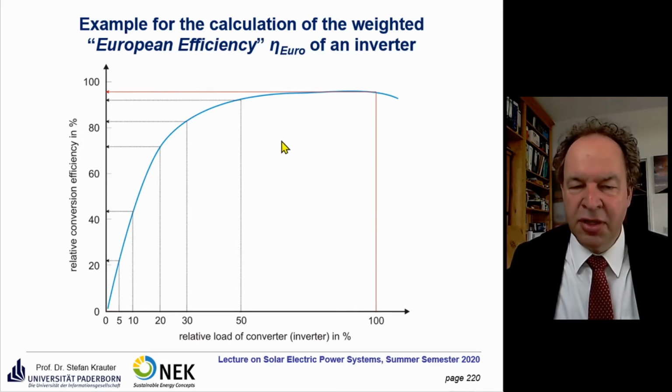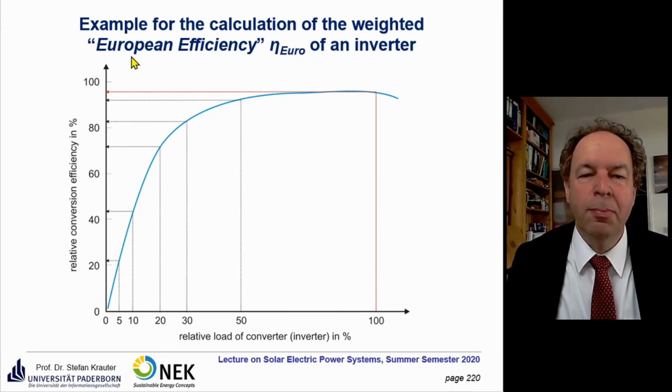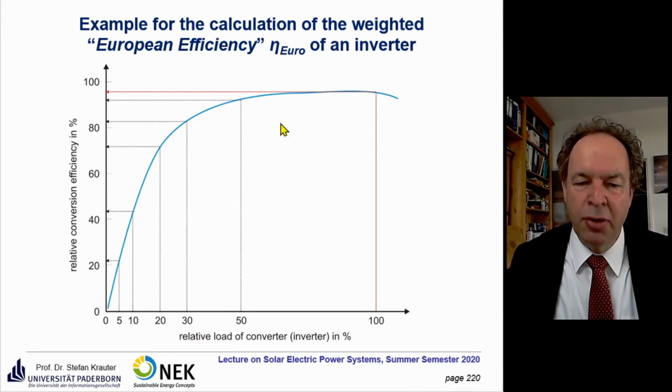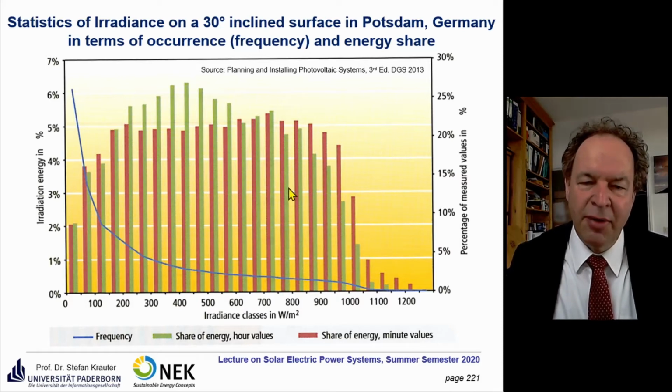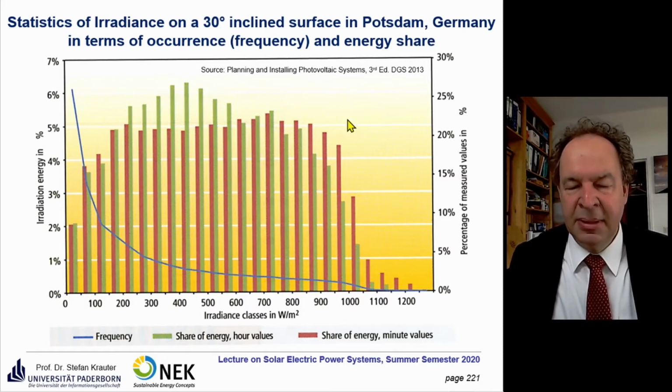In order to consider that, there was a standardization of the so-called European efficiency, and it takes into consideration not only the nominal power but also partial power. We take a look at that. So here we see the occurrence of irradiance levels. So you have the statistics here.